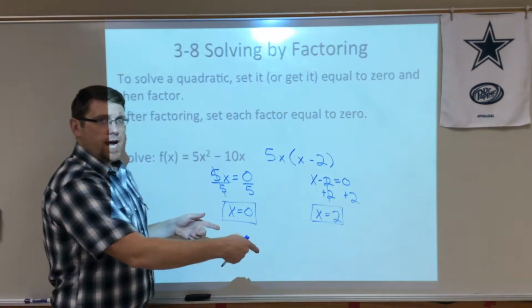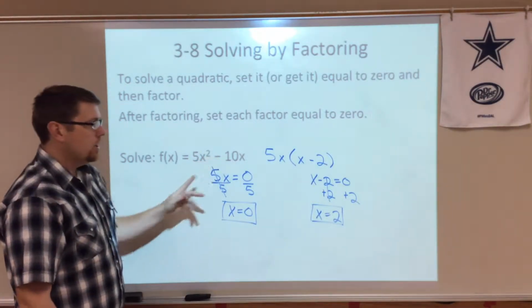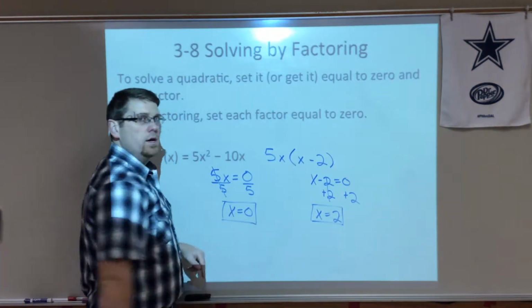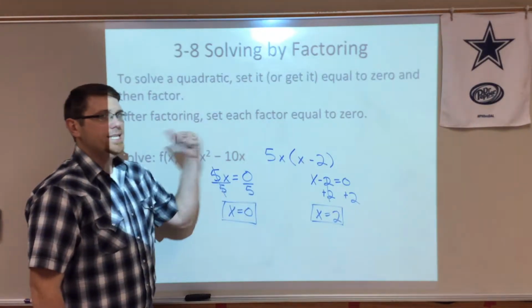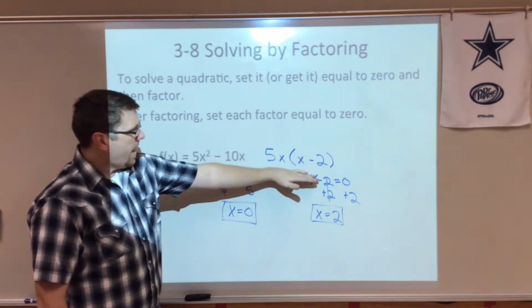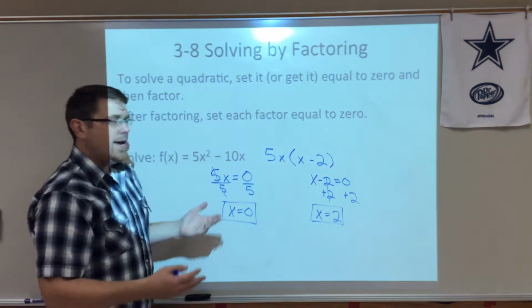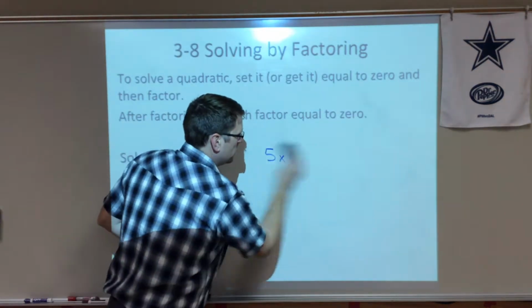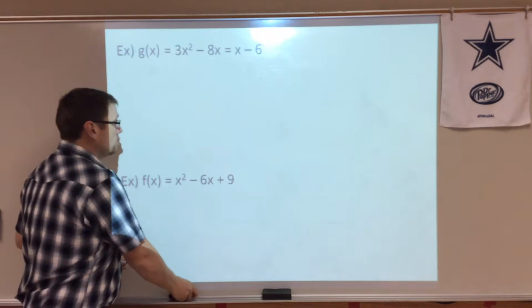Great way to check your answers is to go ahead and graph this equation in your calculator, and you should see x-intercepts at 0 and positive 2. But this is the only thing that's different than we did last time. We know how to factor now. Now we just set all of our factors equal to 0 and solve for x. So let's see how this works on some other problems.